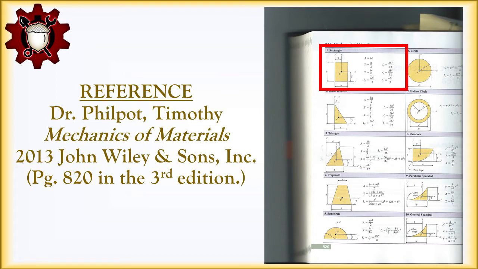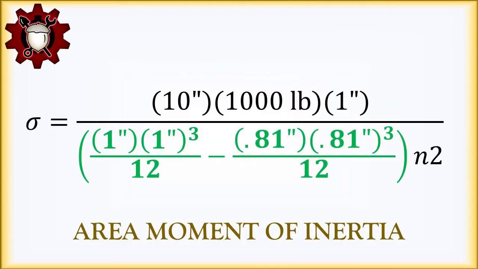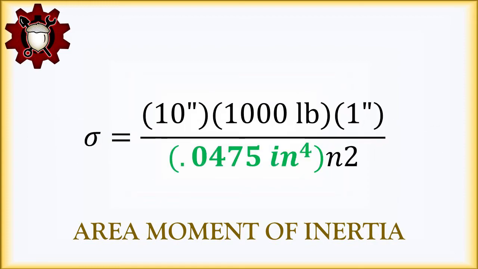I'm going to grab my Mechanics of Materials textbook to look at a table for this one. Looking at the rectangle in the table, we can see how our member would be bending about the x-axis. So we're going to look at I sub x. And we're just going to plug in the height and the width as it's shown there in the graphic. So we'll end up with 1 to the 4th over 12 minus 0.81 to the 4th over 12. And 0.81 is just the width of the square tubing minus the wall thickness. That ends up being 0.0475 inches to the 4th, your area moment of inertia.